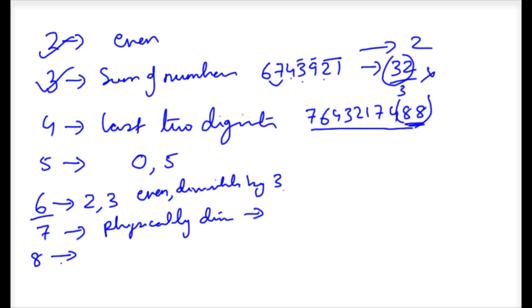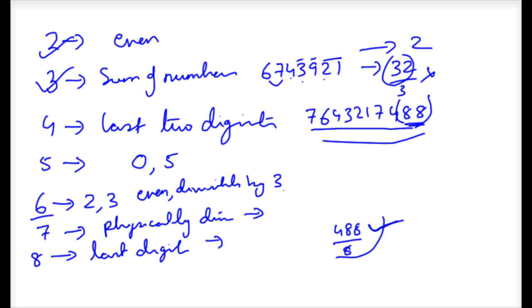For a number to be divisible by 8, the last 3 digits should be divisible by 8. So suppose in this example that I have taken, the last 3 digits are 488. Now 488 is divisible by 8. Because 488 is divisible by 8, this number is also divisible by 8. So the test of divisibility for 8 is that if the last 3 digits are divisible by 8, then the number is divisible by 8.